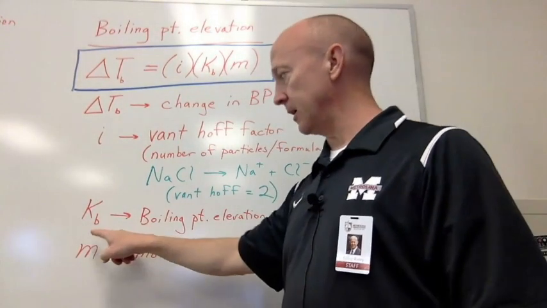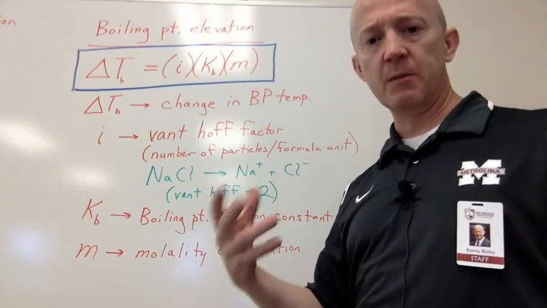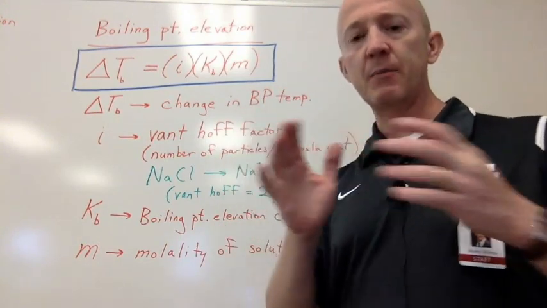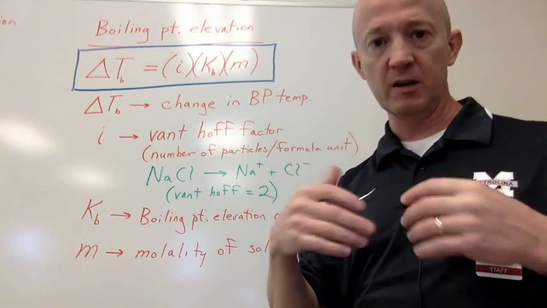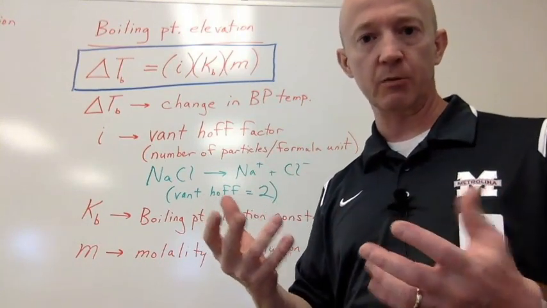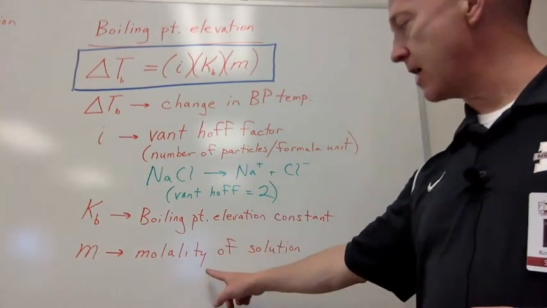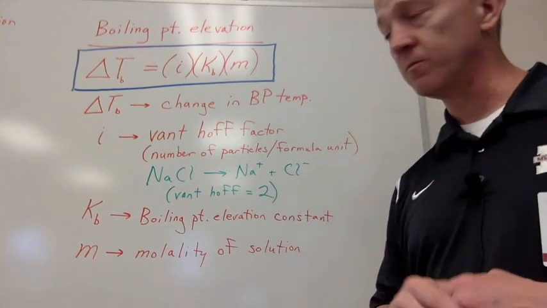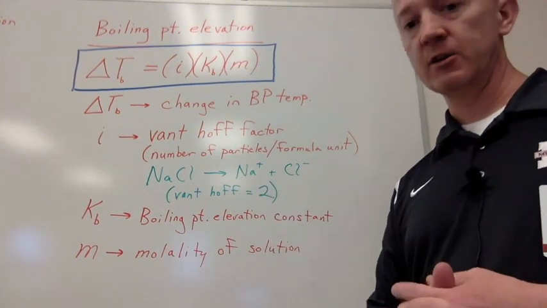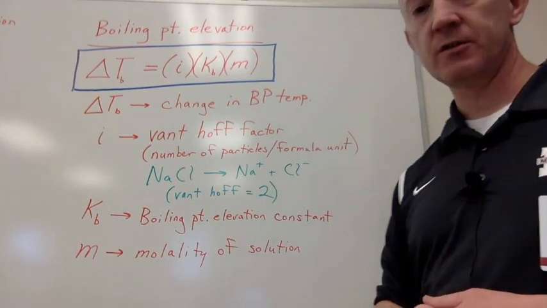The K sub B is the boiling point elevation constant. This is a number that you would be given. Every type of solvent has a boiling point elevation constant. And this is something you'd be given or you'd have to look up on a table. And finally, lowercase m, that is our molality of the solution. Molality, something that we talked about in section 2. So we're actually using that here in the boiling point elevation equation.